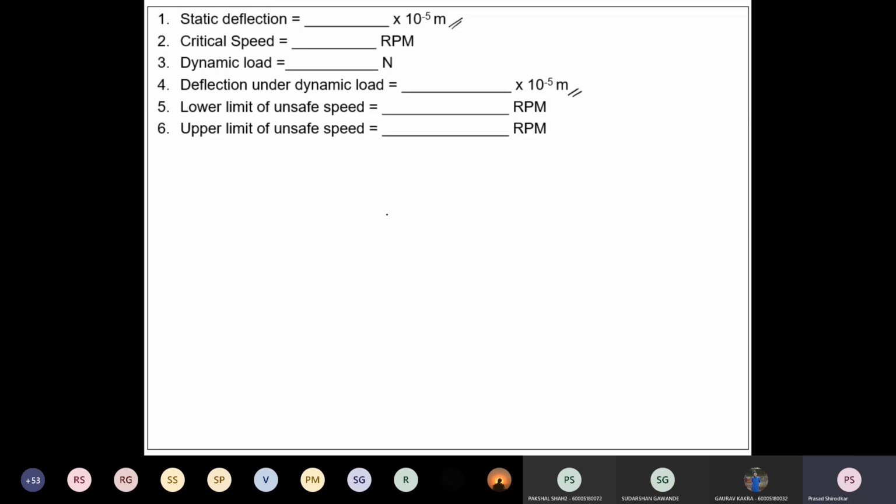I hope everybody has access to the quiz. So time is 10:33. So already you must have done the calculations. I will give a couple of minutes. 10:35. We just enter the values and submit it.